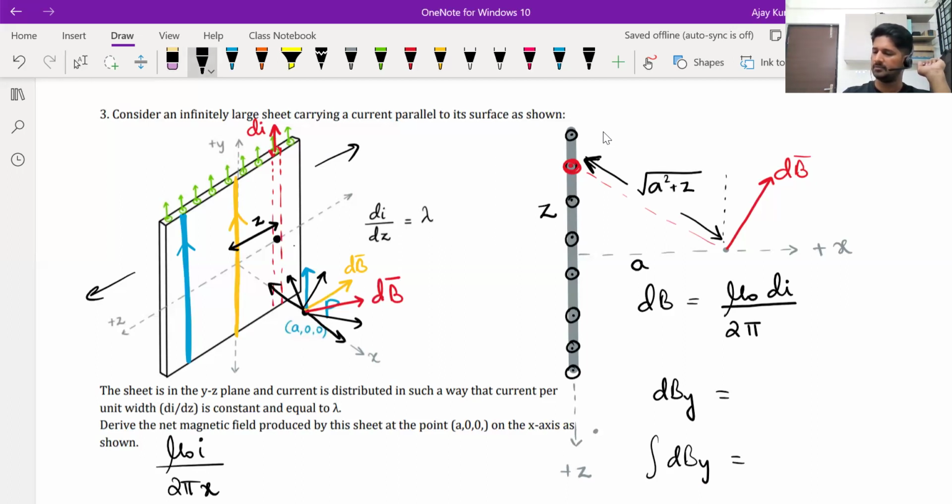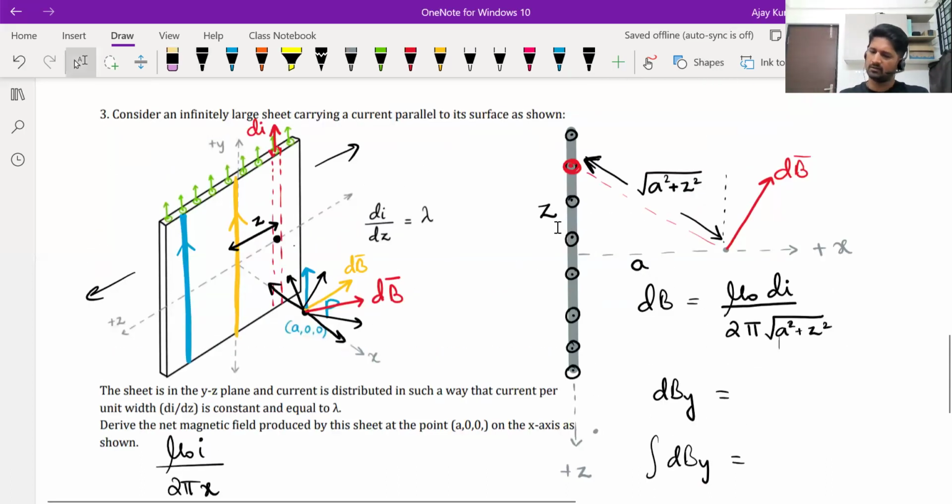Z being a variable from current to current. So it is 2 pi root a square plus z square. As you can see, from current to current, that z value will change. Z is a variable. Let us first take the y component. After that, we'll see what else can be done.